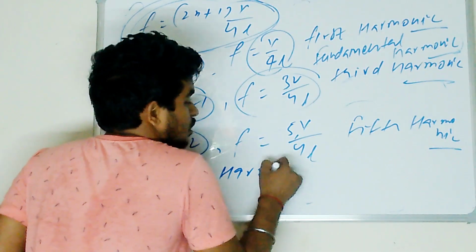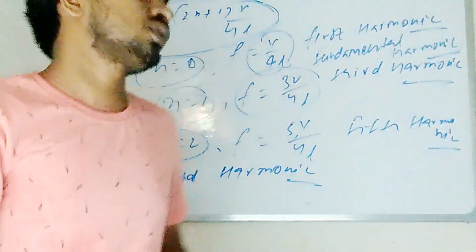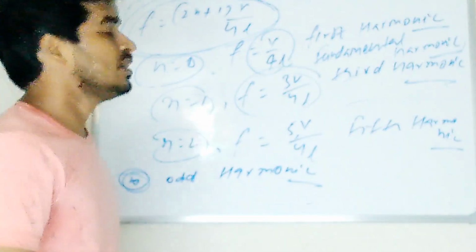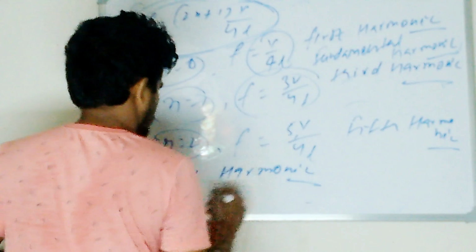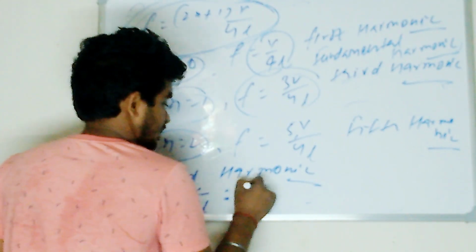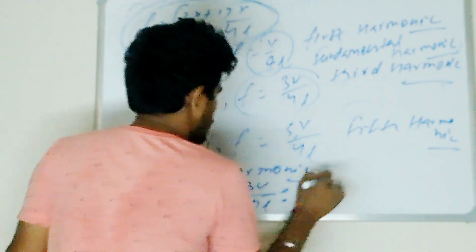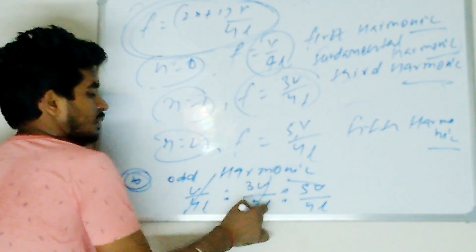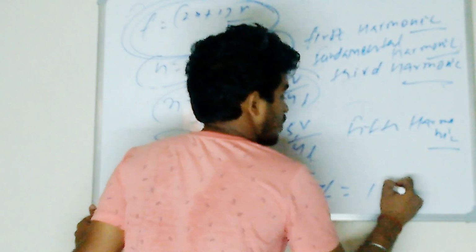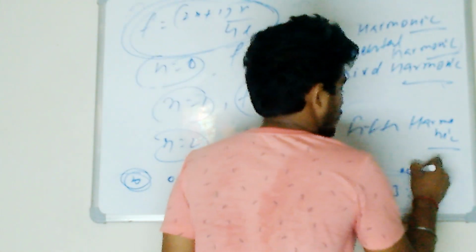If I ask you what's the ratio of the first harmonic to the second harmonic to the third harmonic? First means first, not second: first, third, fifth. So what's the ratio that will come? If you check, the ratio will be v divided by 4l is to 3v by 4l is to 5v by 4l, and so on. You can cancel out v by 4l. This ratio is 1 is to 3 is to 5. So we are getting only odd harmonics.